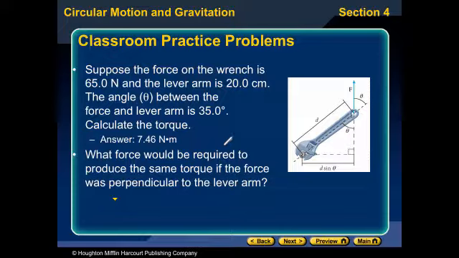What force would be required to produce the same torque if the force were perpendicular to the lever arm? If it's perpendicular, that means sine 90 is 1, so we'd have 7.46, that's our torque, because we want the same torque. We're looking for the force, and the distance is not going to change, so we have 0.200. So our answer would be 37.3 newtons.